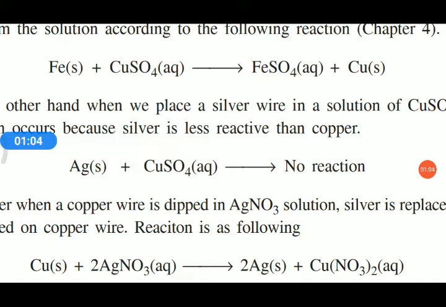But if we try to do the same in the opposite case, what happens? When we put copper in FeSO4 solution, what happened? Nothing happened, because iron is more reactive than copper. So iron can displace copper from its solution. But copper is less reactive than iron, so it can't replace iron from iron sulfate solution.